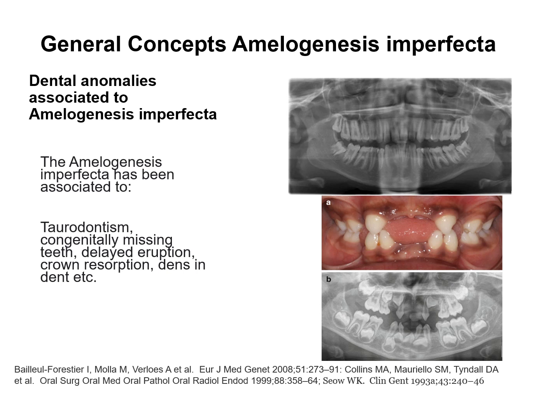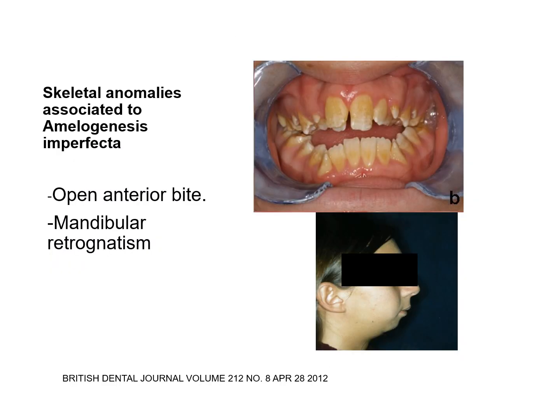Some dental anomalies have been linked to amelogenesis imperfecta, mainly taurodontism, congenitally missing teeth, delayed eruption, crown resorption, and others, as well as skeletal anomalies, the most common of which are open anterior bite and mandibular retrognathism.